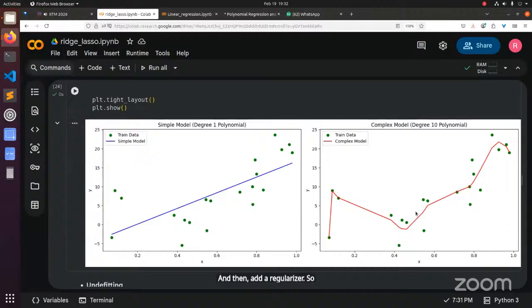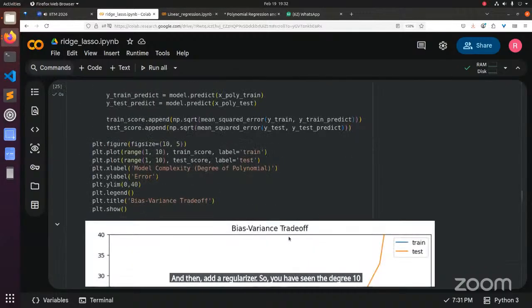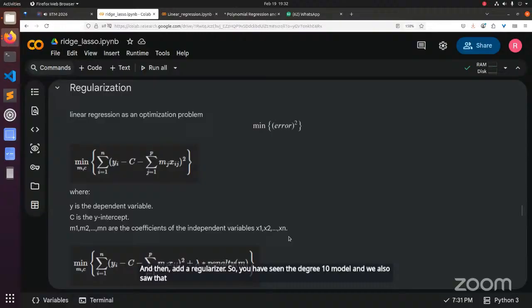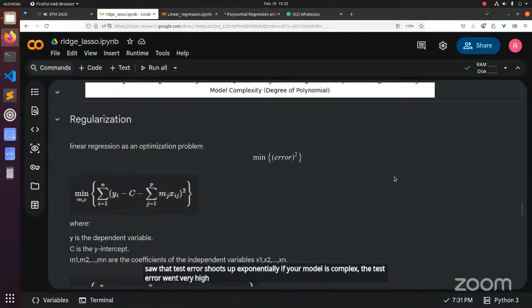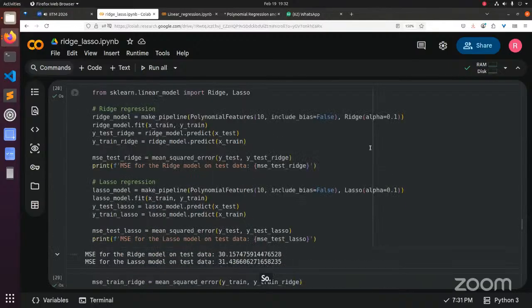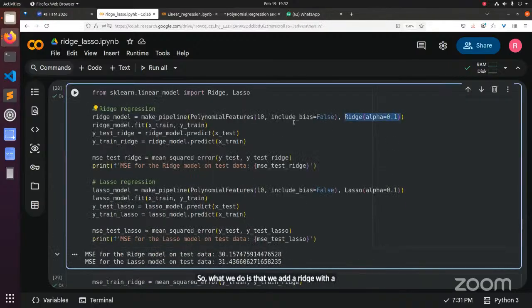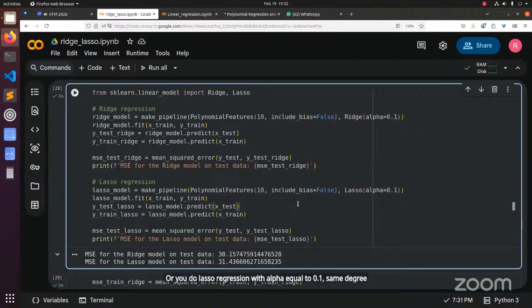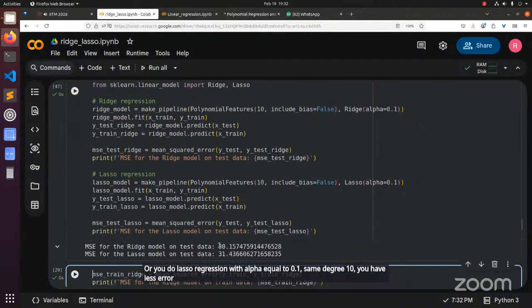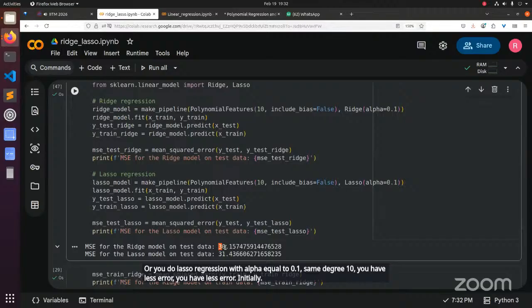You have seen the degree 10 model, and we also saw that the test error shoots up exponentially if your model is complex. So what we do is add a ridge with a small alpha. You keep the degree 10 polynomial and add ridge regression with alpha equal to 0.1, or lasso regression with alpha equal to 0.1, and you have less error. Initially it was 11,000. Now it is close to 30.